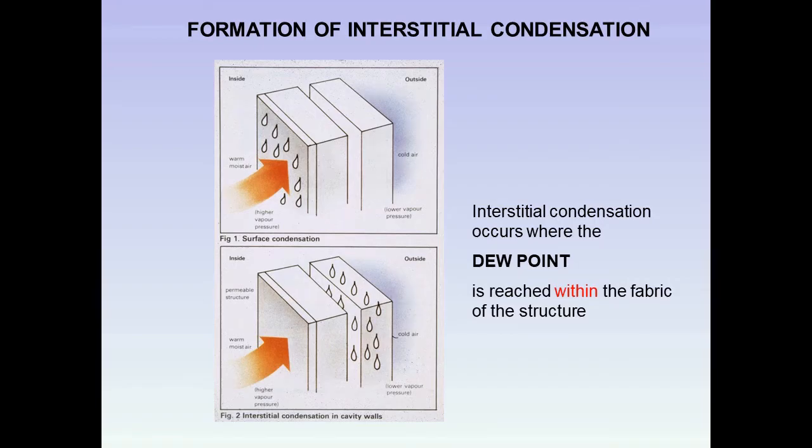We've had a look at surface condensation, but we also come across interstitial condensation. This is where the dew point is reached within the fabric of the structure. And there are 2 diagrams. Surface condensation in the top diagram, forming on the surface, and in the lower diagram, interstitial condensation. In this case, it shows it in cavity walls. In essence, is it really interstitial condensation, or rather just condensate on the surface of the outer leaf, or the inner surface of the outer leaf?